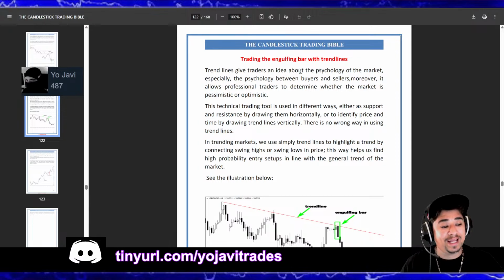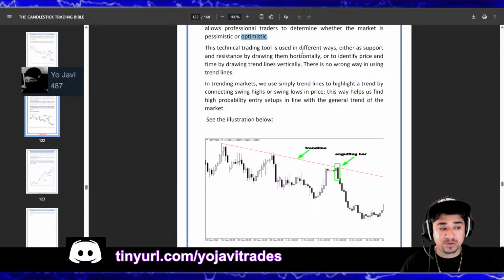Trendlines give traders an idea about the psychology of the market, especially the psychology between buyers and sellers. Moreover, it allows professional traders to determine whether the market is pessimistic or optimistic. This technical trading tool is used in different ways, either as support and resistance by drawing them horizontally, or to identify price in time by drawing trend lines vertically. There is no wrong way in using trend lines. Again, there is no wrong way in using trend lines.